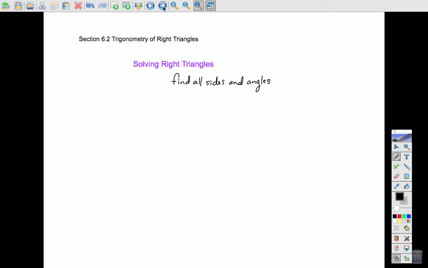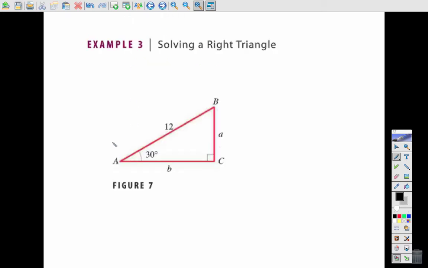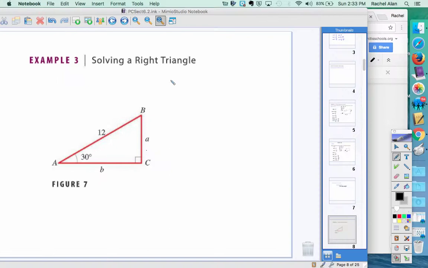So let's look at the first example. In this example, we're given a 30-degree angle, and then we're given the hypotenuse, and then sides are marked A and B. In this section, we're going to want to use a calculator. Okay, and given the angle, we want to set up a trig ratio that uses this 12.